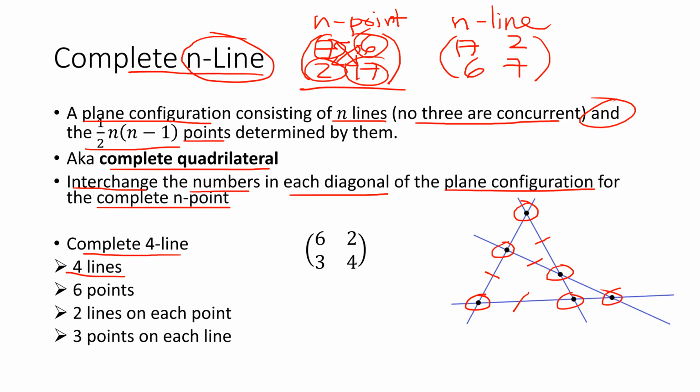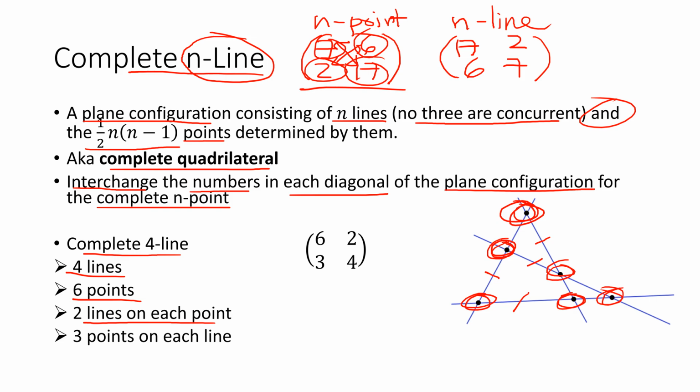Now, how many points do we have here? We have 1, 2, 3, 4, 5, 6. So we have 6 points. Now let's consider a point, let's say this one. How many lines are on this point? We only have 2. How about another point? Let's say this point. Again, we have 2 lines on that point, so therefore we have 2 lines on each point.